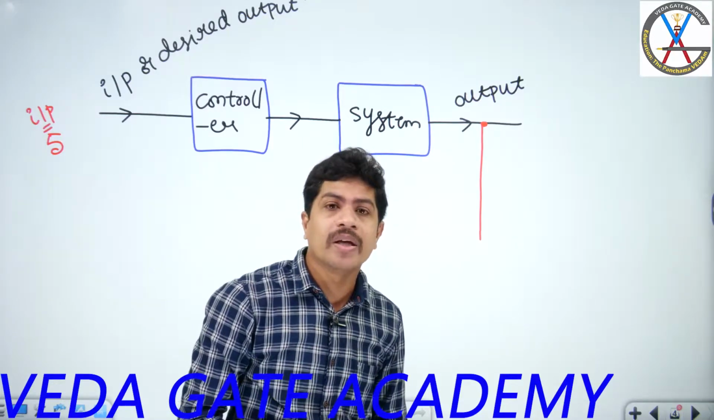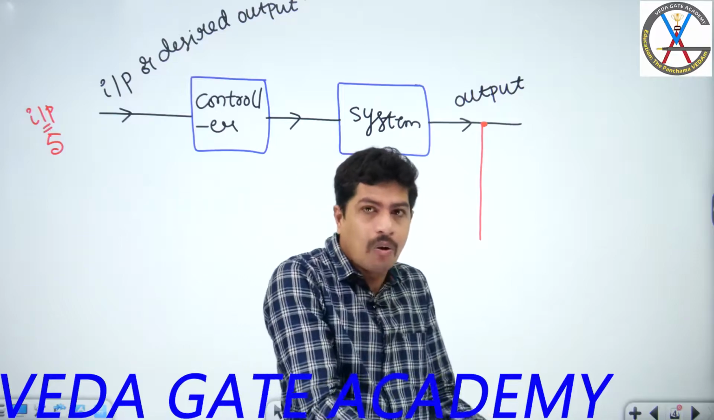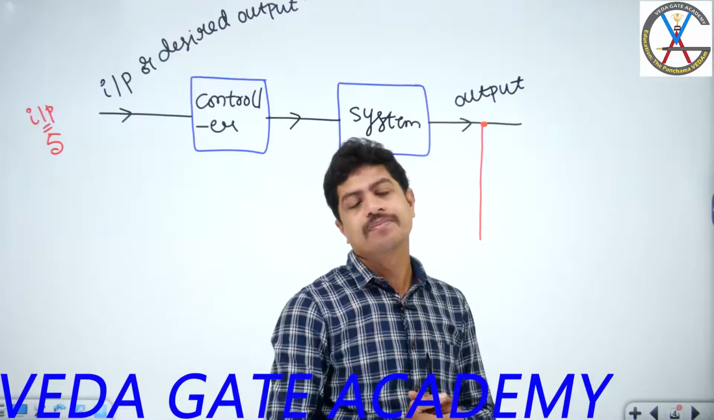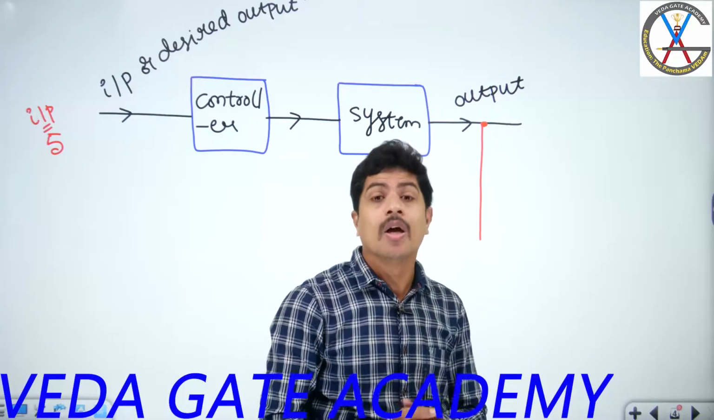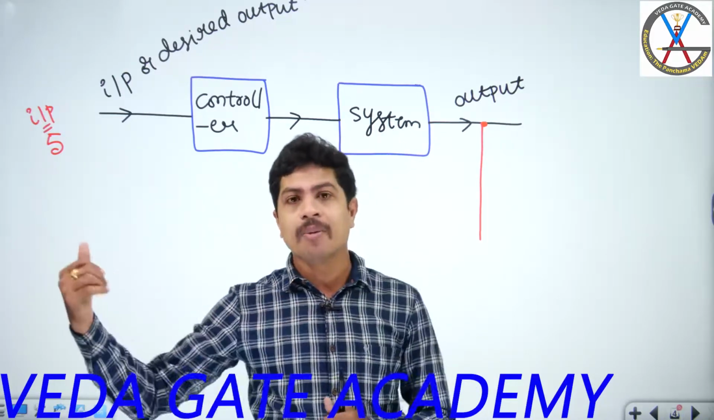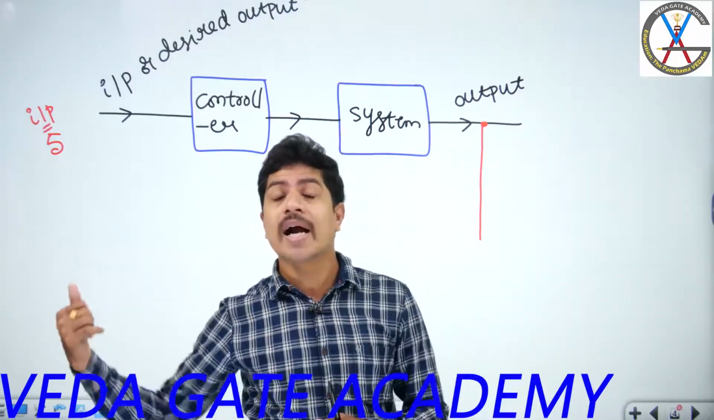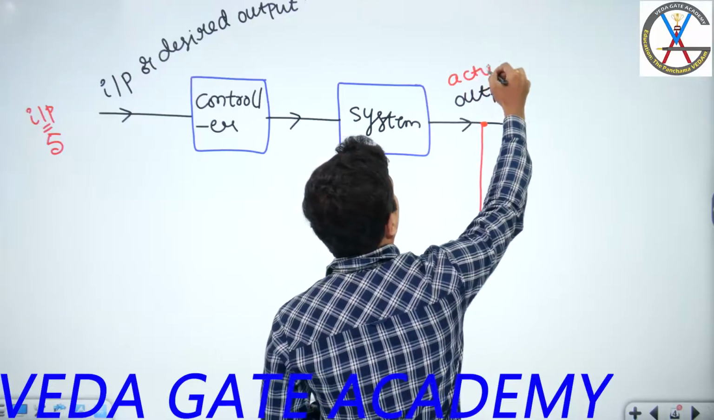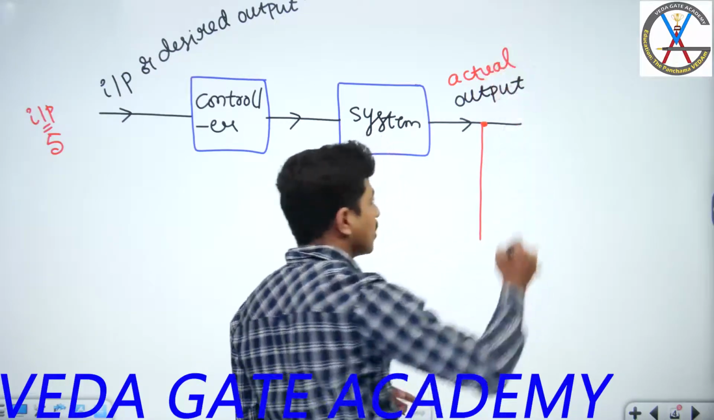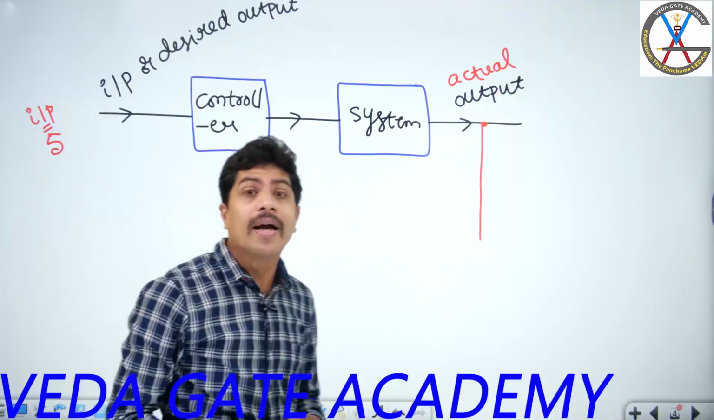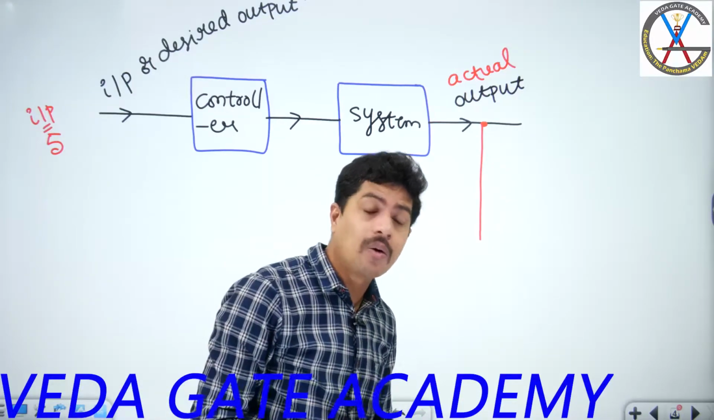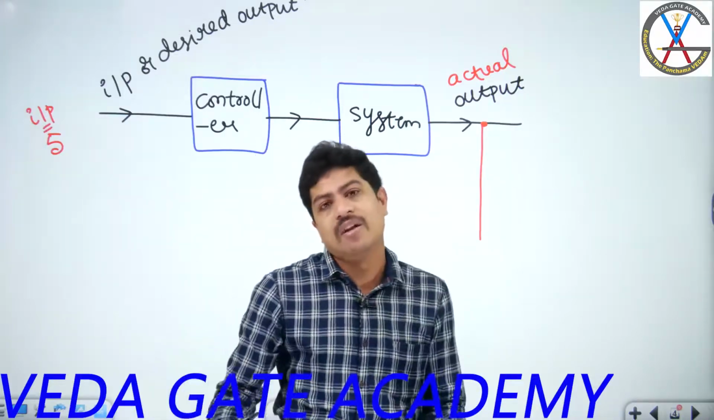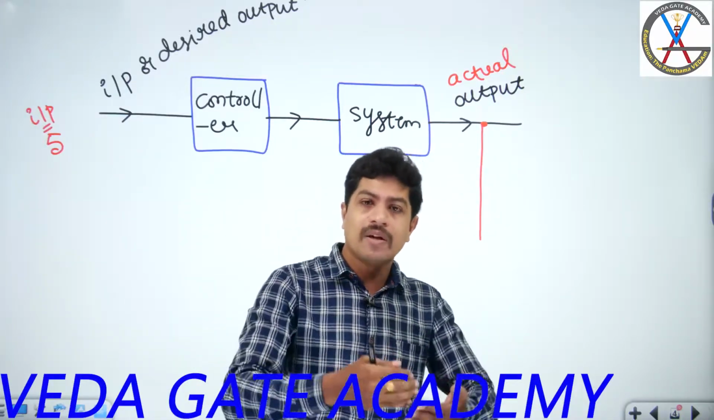Taking the output means we are not taking the mechanical output, we are just taking its value, we are measuring its value. What is the purpose of that, sir? To compare the input and output, or desired output and actual output. Let me write here, actual output. This is the actual output. If I compare the desired output and the actual output, I will be able to know the difference. Then if the difference is 0, the lift will stop. If there is a difference, the lift will move further.